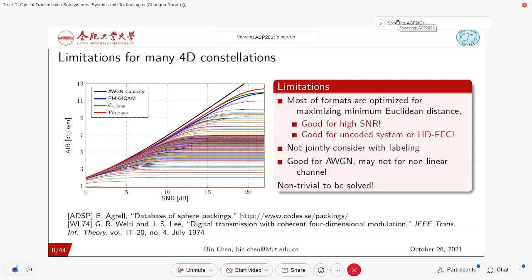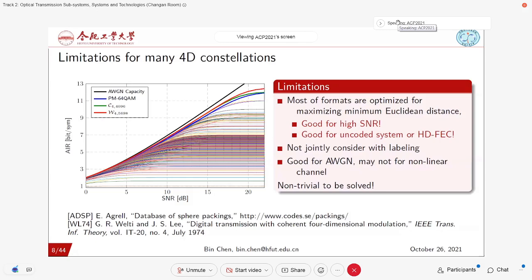He has a website we call the database of constellations. You can download the constellation and calculate what you want. For example, GMI, MI, Q factor, anything you want. But most of the formats are optimized by maximizing the minimum Euclidean distance. It is good for SNR, but not good for the soft decision factor or the GMI.